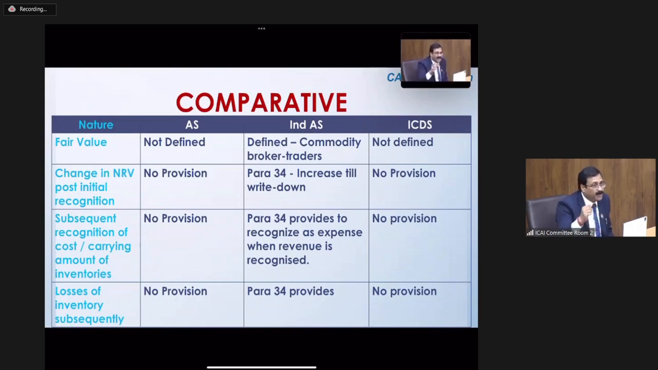Though automatically it would be there as per my general accounting practice, because the stock is not there, so you'll reduce that. But para 34 says that in that case also you have to provide for that as an expense. So I have to create that line item. This is again my personal thought, I would say. So in case of loss of an inventory, subsequently after recognizing it at the year-end reporting period, if there is a loss, you should have that separate line item. But ICDS and AS don't provide that, so that is covered under Ind AS para 34, I would say.